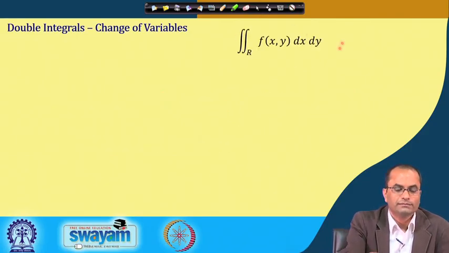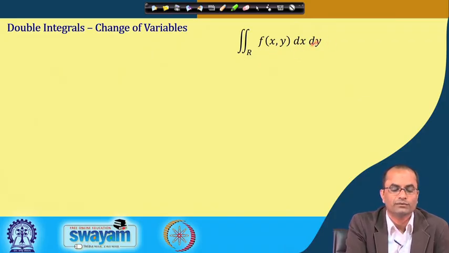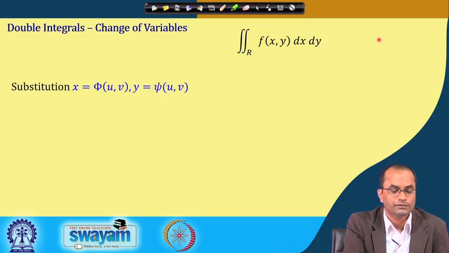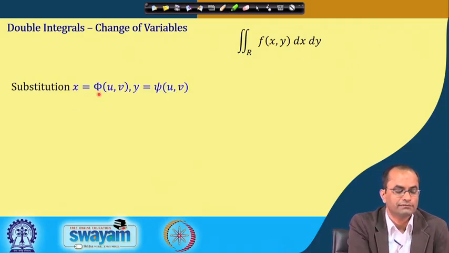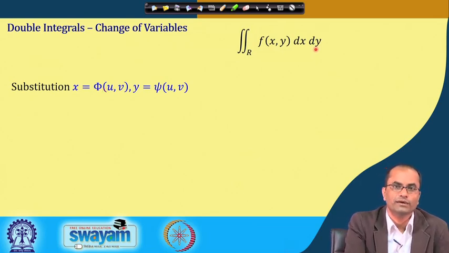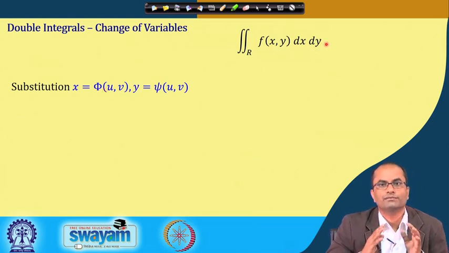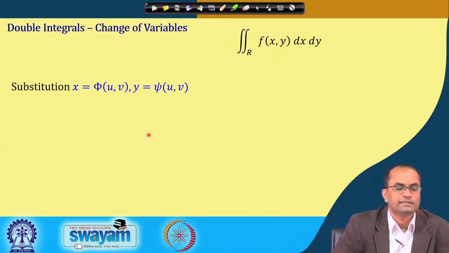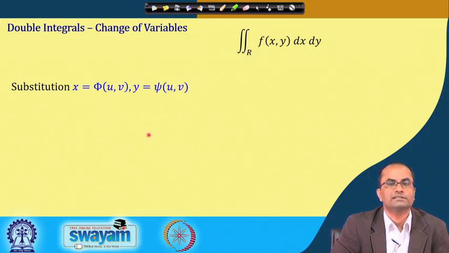So, if we have a double integral here, f x y dx dy, now if we want to make some change of variable, so let us say x is given by this phi u v, and y is given by some another function psi u v. So, our new variables are u and v, the older ones here were x and y. So, we want to change the variables from x y to u v with this relation, x is equal to phi u v and y is equal to psi u comma v.